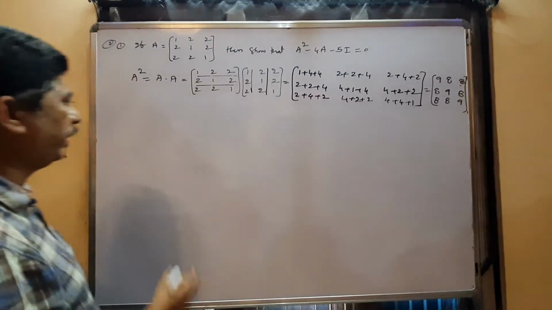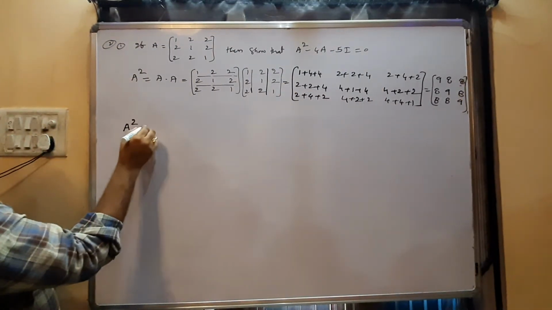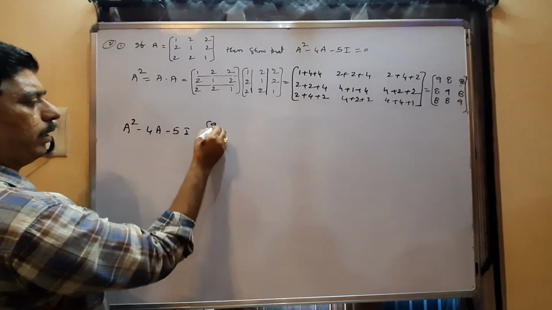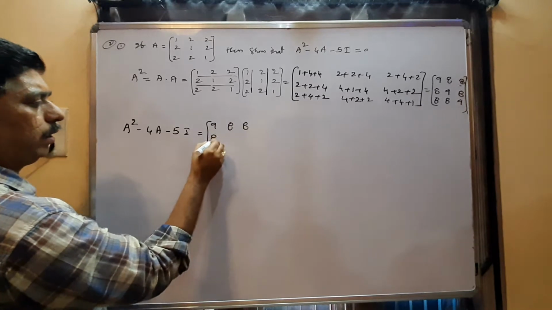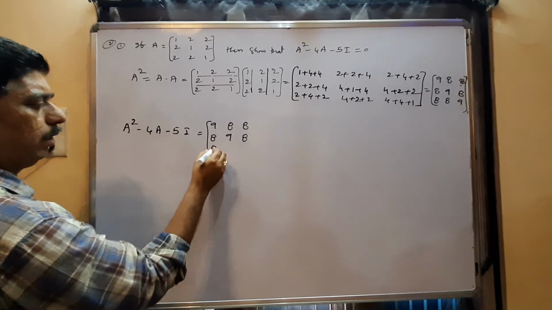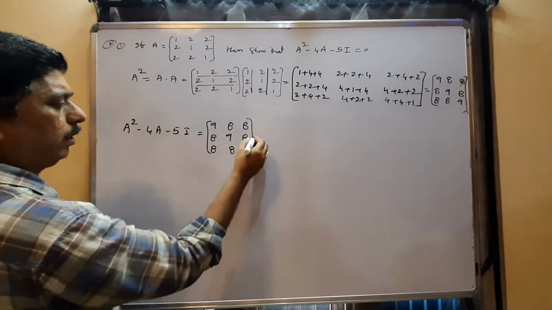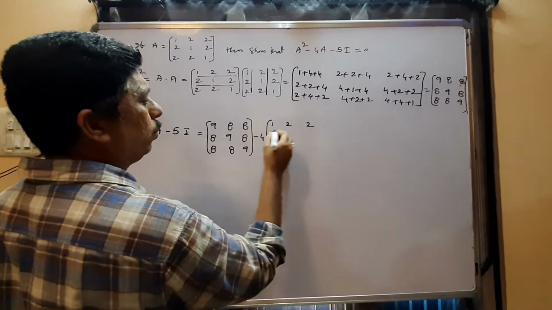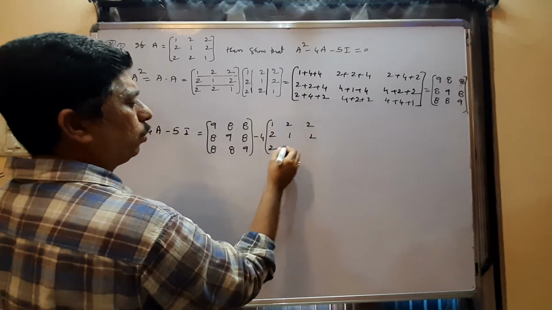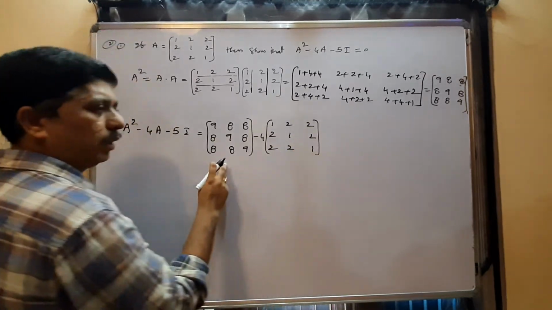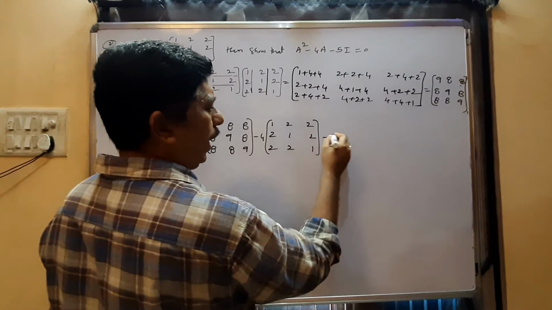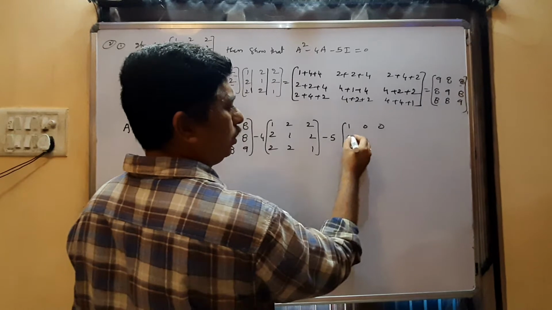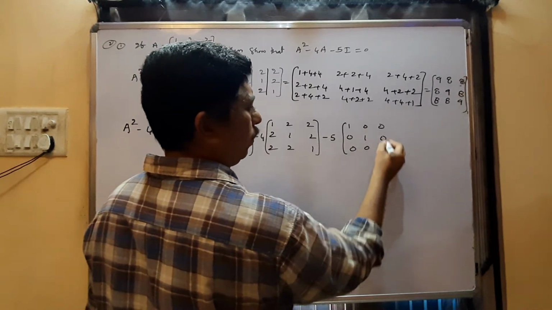Now you can find A square minus 4A minus 5I. A square you have 9, 8, 8, 8, 9, 8, 8, 8, 9. Minus 4 into A, you have 1, 2, 2, 2, 1, 2, 2, 2, 1. This is a 3 by 3 matrix, this is also 3 by 3. Identity matrix you have to write as 3 by 3: 1, 0, 0, 0, 1, 0, 0, 0, 1.